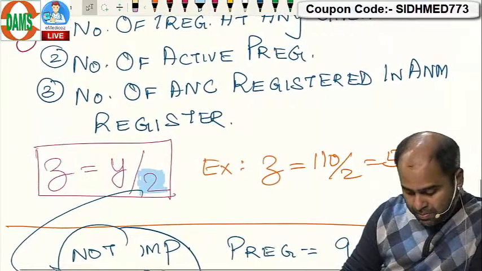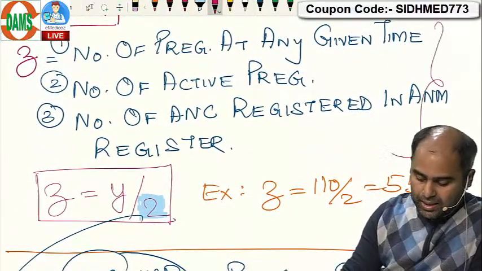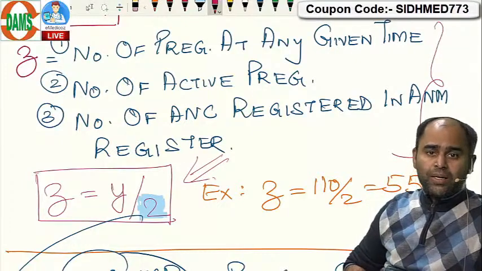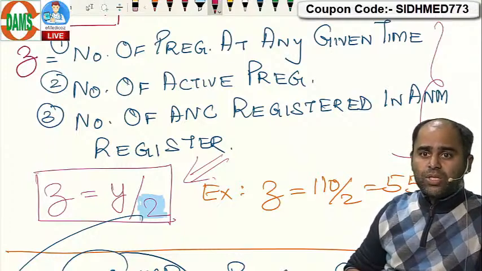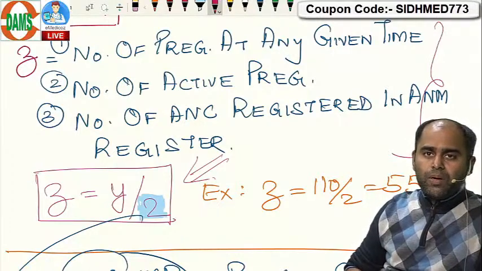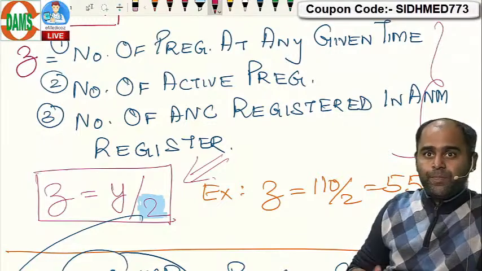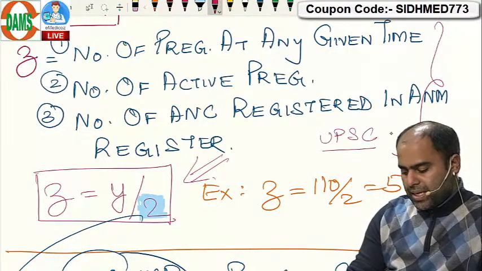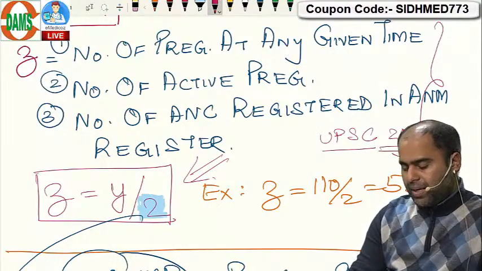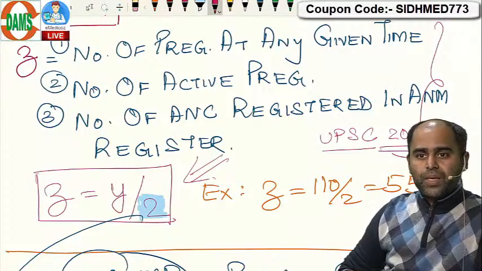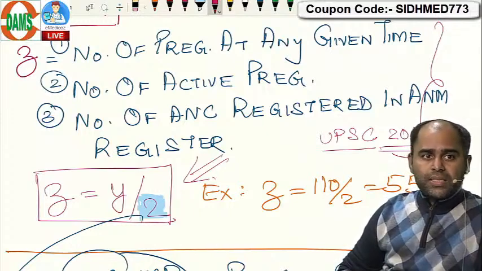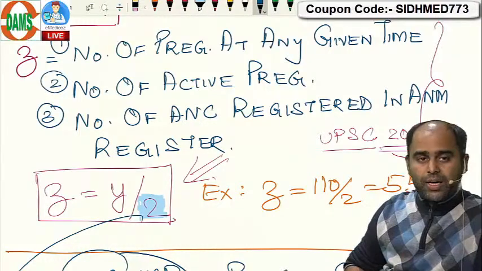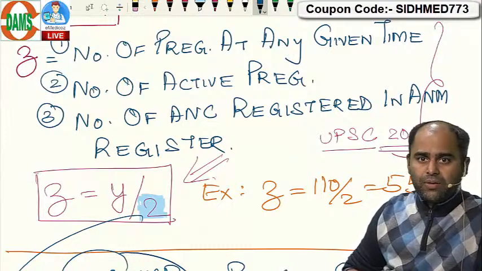Not important. Important is, in the INI-CET exam, be careful with the question because you would be in trouble if you miss out on such simple lollipop questions. This question has been asked even in the UPSC 2019 paper. So you cannot escape from this simple calculation.